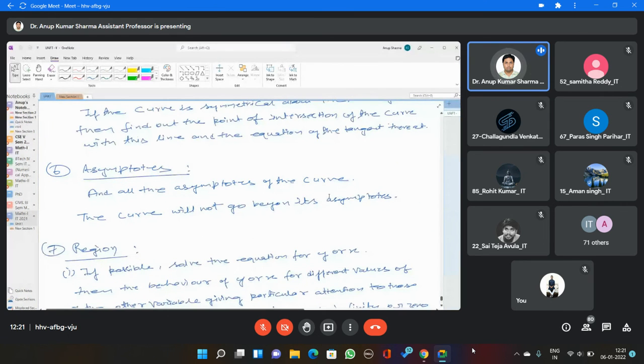So read all these things properly and we will discuss how to trace the curve for a given equation of a curve. By writing these statements we slowly draw the curve. Okay, today we have crossed our time limit, so in the next lecture we will draw the curve by the following procedures that I have written.